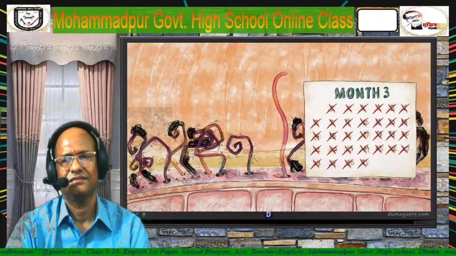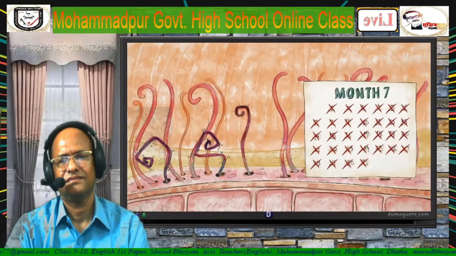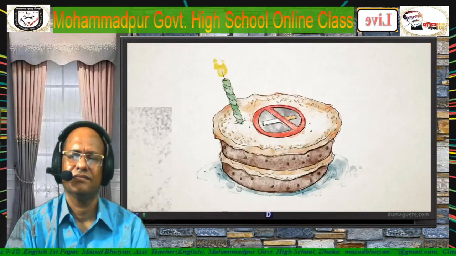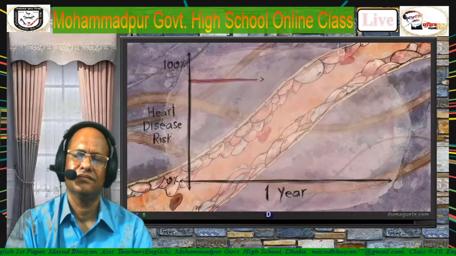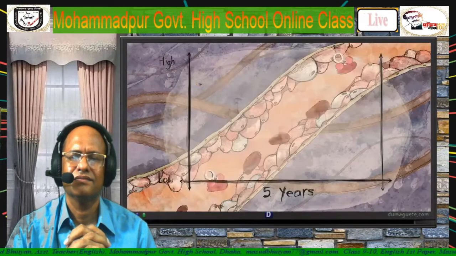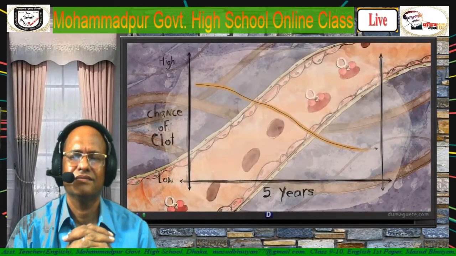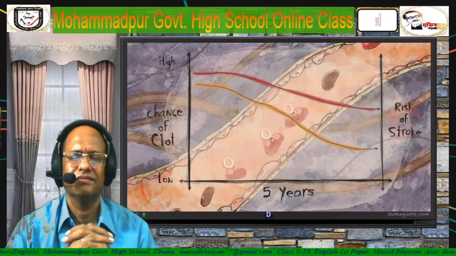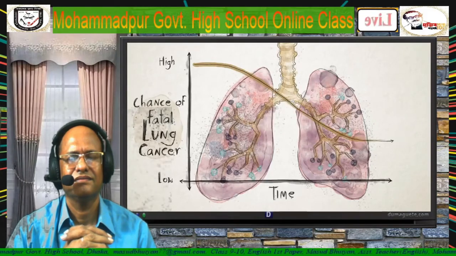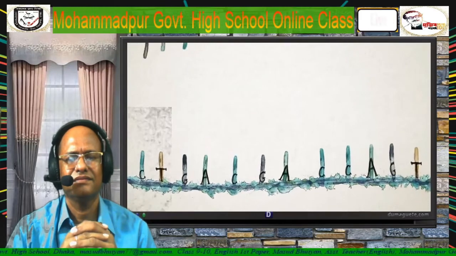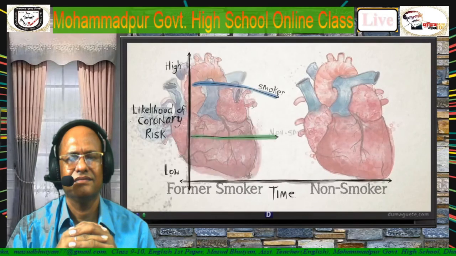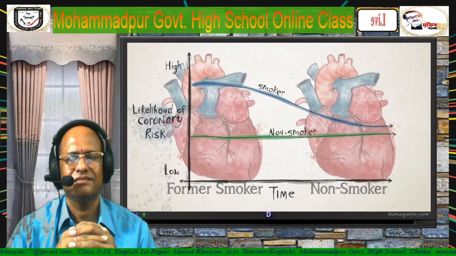The delicate, hair-like cilia in the airways and lungs start recovering within weeks and are restored after 9 months, improving resistance to infection. By the one-year anniversary of quitting, heart disease risk plummets to half as blood vessel function improves. 5 years in, the chance of a clot forming dramatically declines and the risk of stroke continues to reduce. After 10 years, the chances of developing fatal lung cancer go down by 50%, probably because the body's ability to repair DNA is once again restored. 15 years in, the likelihood of developing coronary heart disease is essentially the same as that of a non-smoker.